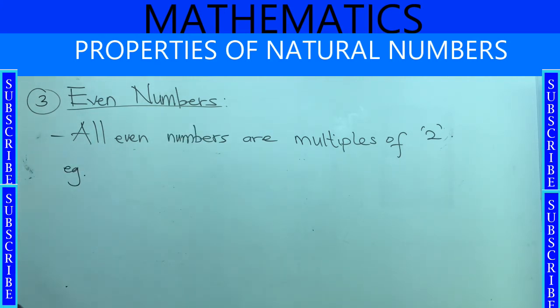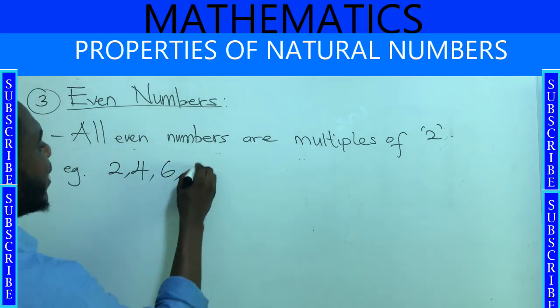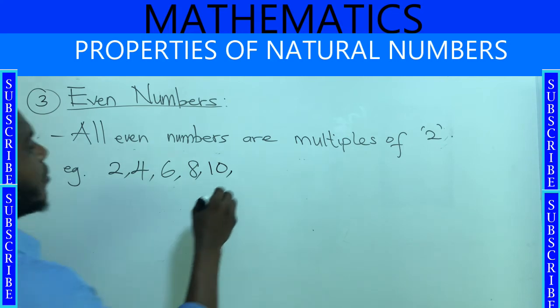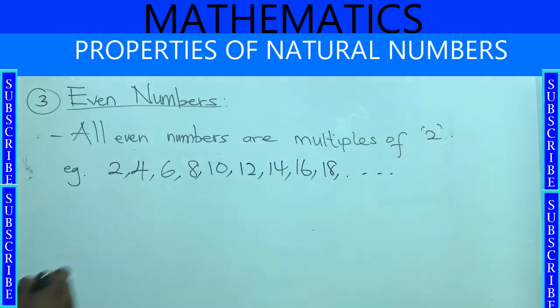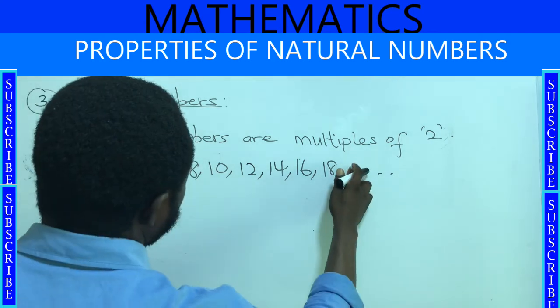In demonstrating this, we have 2. To find the next even number, you add 2 to this, and we have 4. To find the next even number, you add 2 to the 4, then you have 6. Then 8 and 10 and 12, then 14, then 16, then 18, and it goes on and on. So all these numbers are even numbers. Why? Because they are multiples of 2. So every multiple of 2 is an even number. So 20 will be an even number. Why? Because the next value over here will be 20.